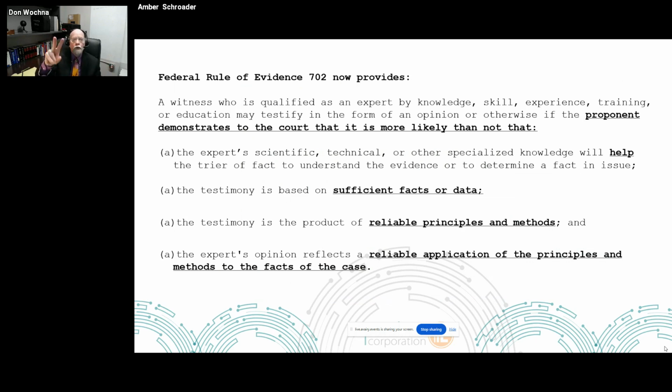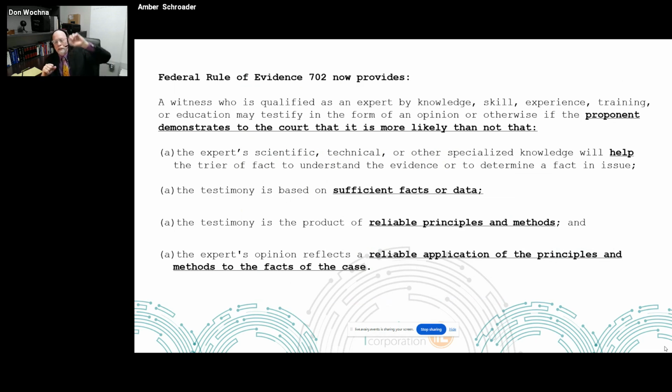It's easy. 2, it's based on sufficient facts. It's not just guesswork. 3, that your testimony, your opinions, are based on reliable principles and methods. And the last loop, that you have accurately and reliably applied those methods to the facts of your case.